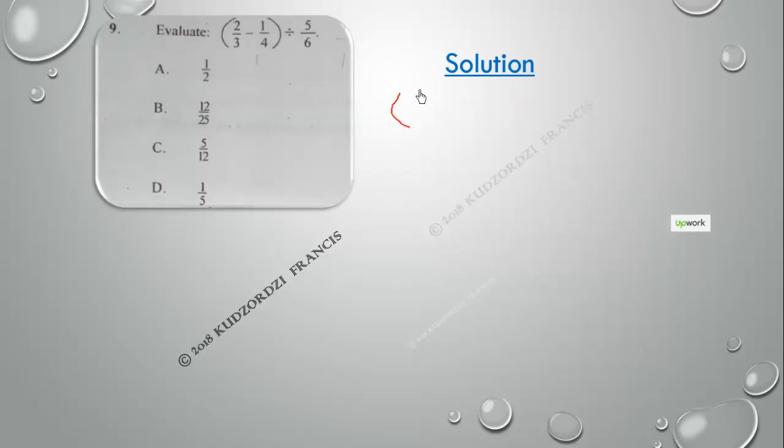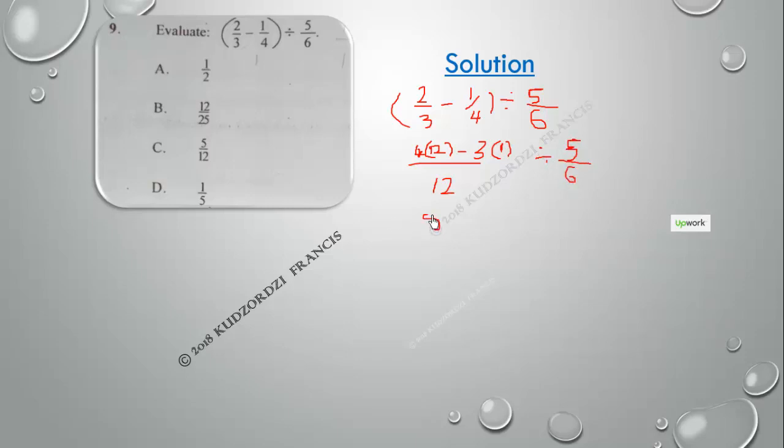So we have this, so we apply our BODMAS. So let's operate on the bracket first. So we have 2 over 3 minus 1 over 4, divided by 5 over 6. The LCM of 3 and 4 is 12. So 3 goes into 12, 4 times 2. Then 4 goes into 12, 3 times 1. Then all this divided by 5 over 6. So we have 8 minus 3 over 12 divided by 5 over 6. So this gives us 5 over 12 times, so we reciprocate this to get 6 over 5. So this cancels this, and this goes into this 2. So the correct answer is 1 over 2, which is A.